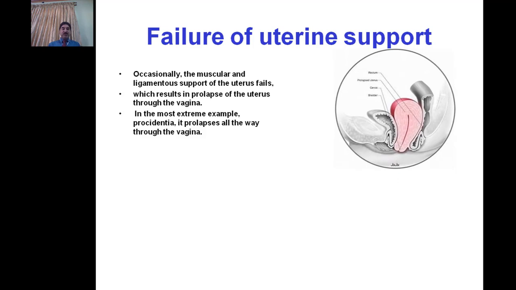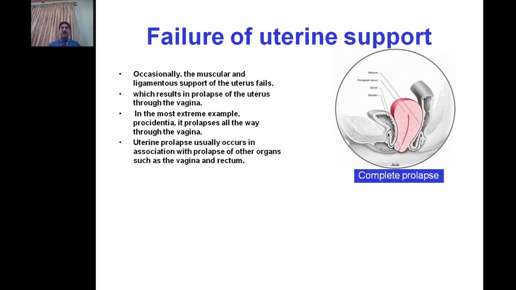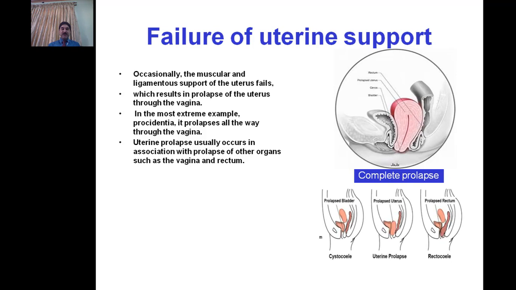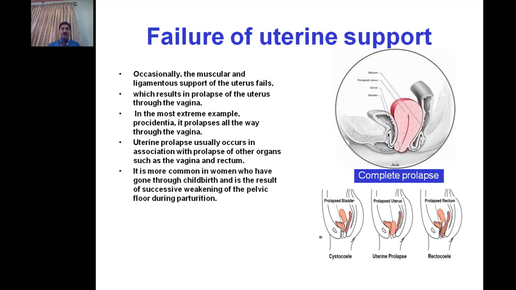Uterine prolapse usually occurs in association with prolapse of other organs which are located anteriorly and posteriorly. Anteriorly located is urinary bladder. If there occurs prolapse of the urinary bladder, it is called cystocele, and prolapse of the rectum is called rectocele. It is more common in women who have gone through childbirth and is the result of successive weakening of the pelvic floor during parturition. There is also an inherited component to the pelvic prolapse.